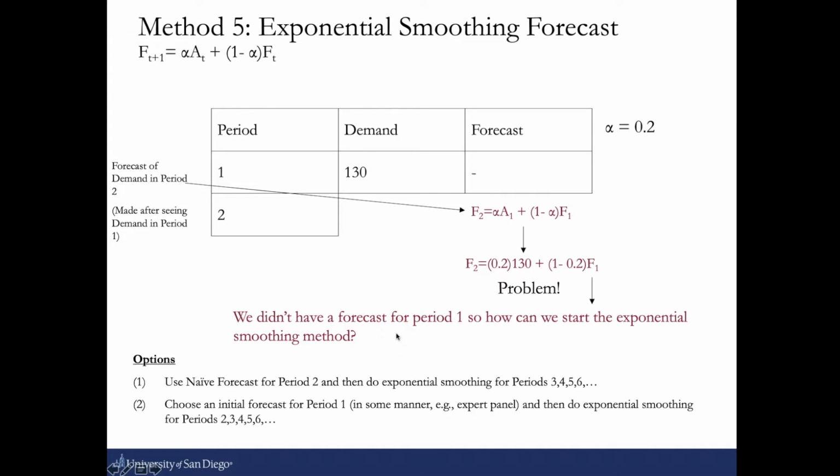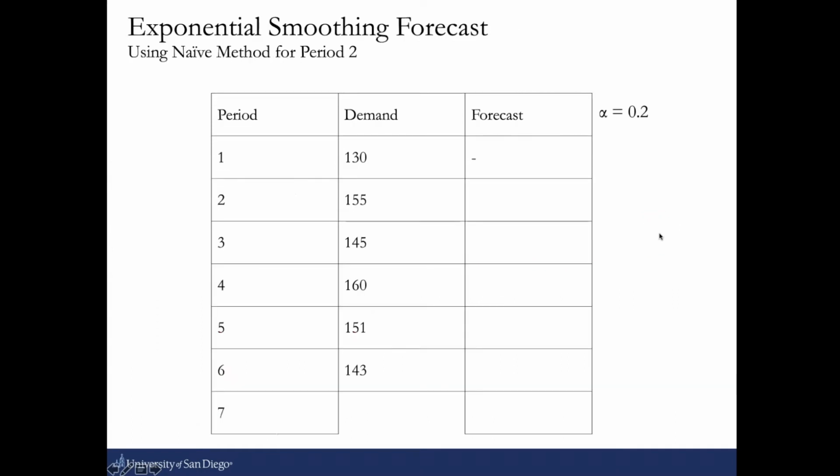Well, there are two methods, and I will encourage you to use the first method in this course. So the first method here is I can use the naive forecast for period 2 and then do exponential smoothing for the subsequent periods from 3, 4, 5, 6 onwards. Second, I can choose an initial forecast for period 1 in some manner using an expert panel, as we will talk about in the last segment of this lecture, and then do exponential smoothing for periods 2, 3, 4, 5, 6, and so forth.